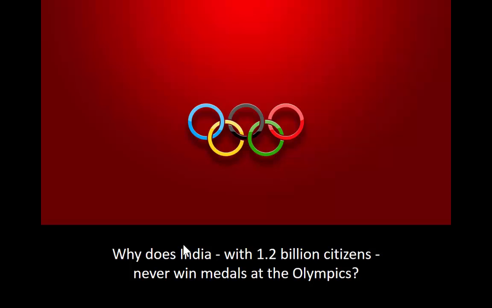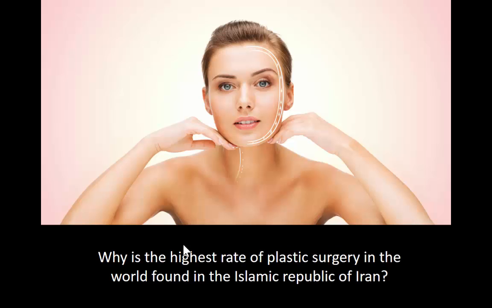India has a population of 1.2 billion people. Ireland has a population of 4.5 million people. So India has 300 times as many people as Ireland. But Ireland wins more medals at the Olympics than India. So that's a puzzle. Another puzzle: why is the highest rate of plastic surgeries in the world found in Iran? It's also something that you would not have guessed.